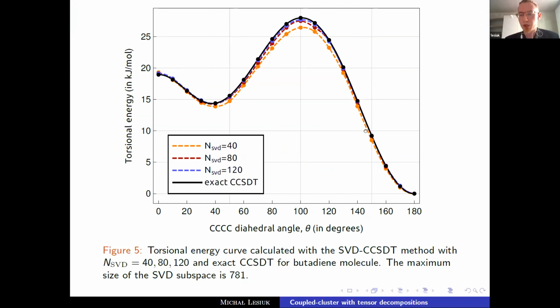So this is the scan of this potential energy surface as a function of the angle. So on the horizontal axis there is a torsional angle. On the vertical axis you see the torsional energy in relation to the trans structure. So trans structure is the energy 0 in this case. And you can see 3 dashed lines are the curves for SVD CCSDT method with 3 subspace sizes, 40, 80, and 120 singular vectors included, compared to the maximum size of around 800. So this is just the potential energy surface compared between the methods.